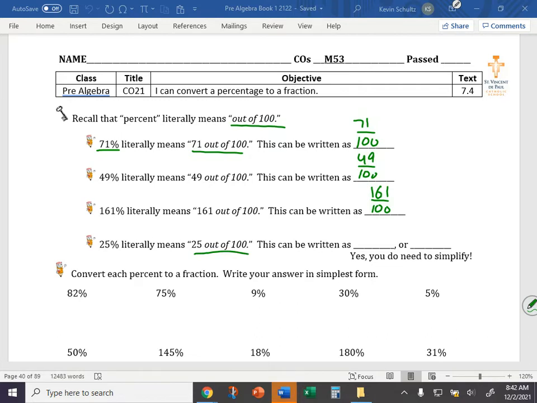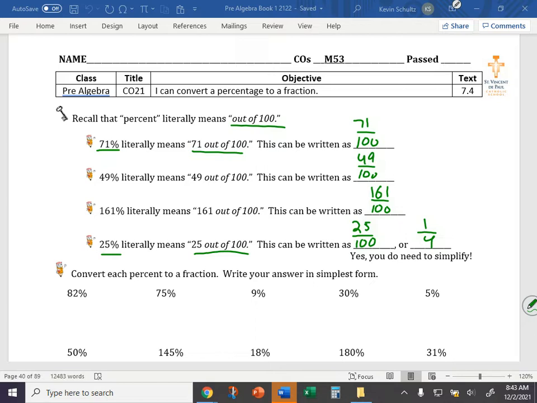So, last one, 25%, 25 out of 100. Everybody, what is it? 25 over 100 or 1/4. Okay. And yes, you must simplify the fraction from 25 hundredths into 1/4. So those friendly denominators are still friendly. They're still helping us, right?